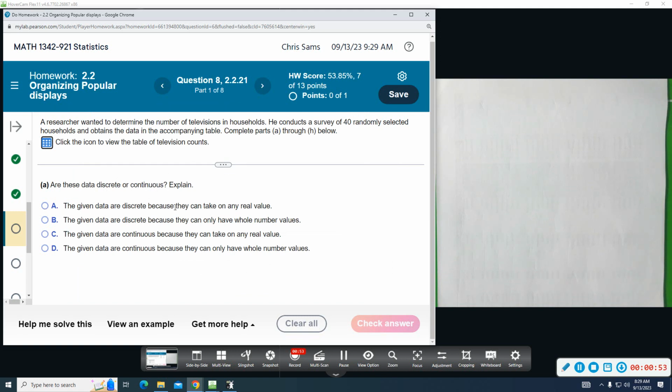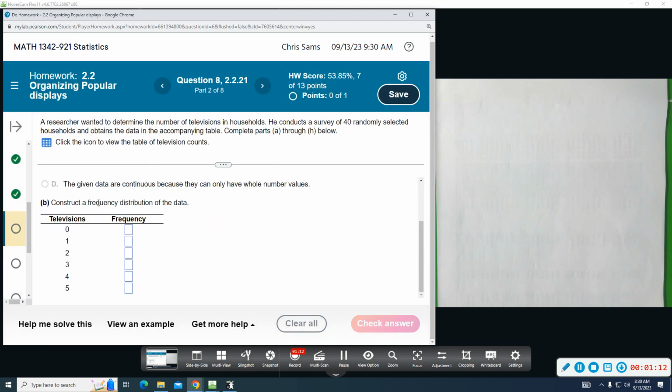So the data are discrete because they can take on any real value. Real value would not be the explanation there. Discrete because they can only have whole number values. That's what we're looking for. And then the other two options say continuous, which we should only be looking at A or B because it's discrete.